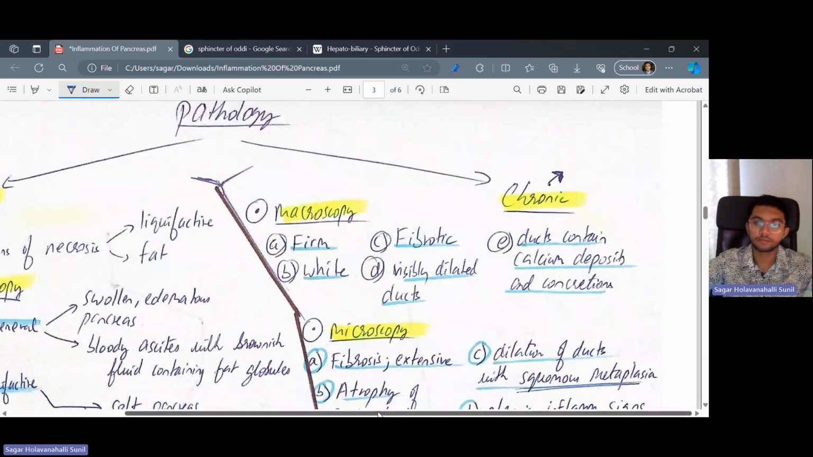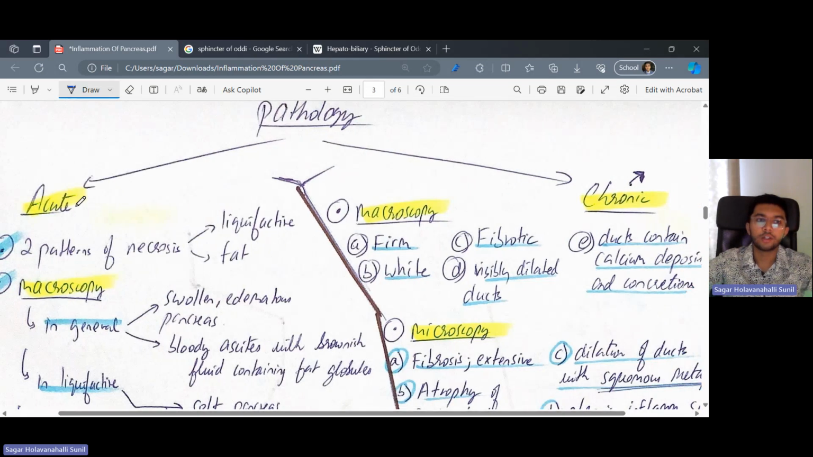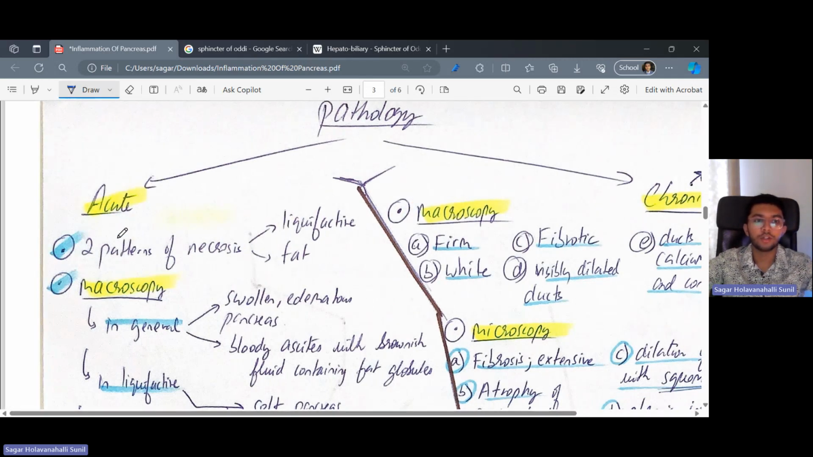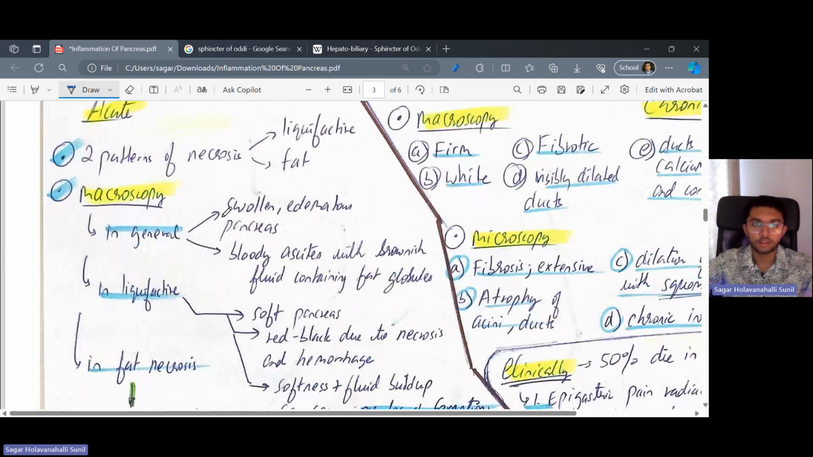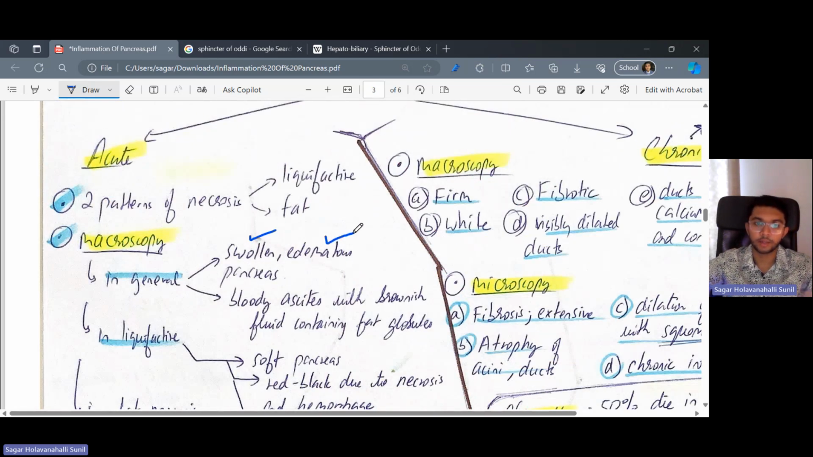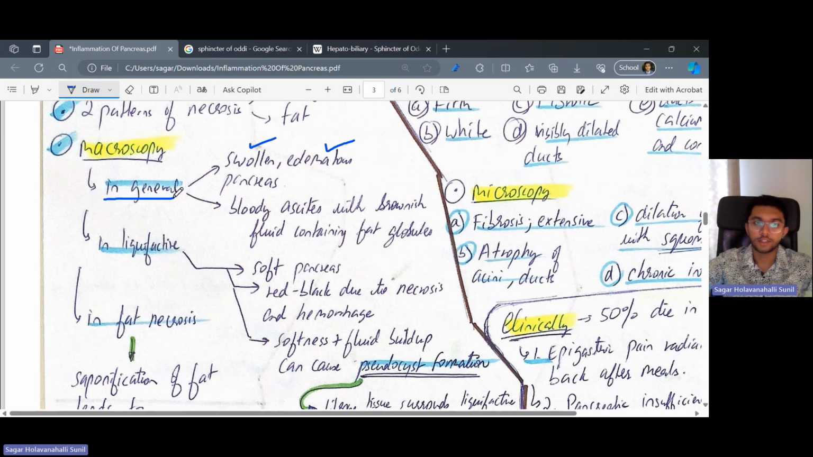Now, let's go for pathology. Again, you have acute pancreatitis and chronic pancreatitis. Now, let's go for acute. In acute, you can see two patterns of necrosis: liquefactive and fat necrosis. If you look at the macroscopy in general, the pancreas is swollen and edematous. At the same time, there will be ascites, a collection of fluid in the abdominal cavity. This fluid will be brownish in color and also contains fat globules. It will be brownish because of the presence of blood. That's in general.